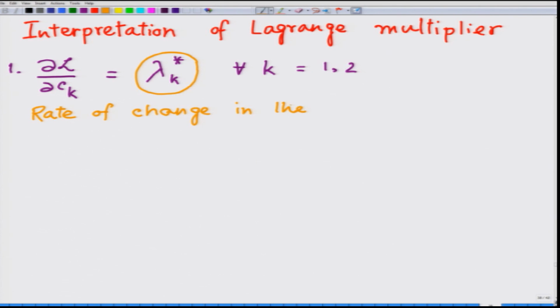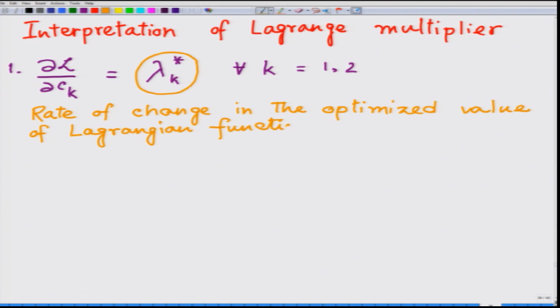in the optimized value of the Lagrangian function with respect to change in the constraint parameter.